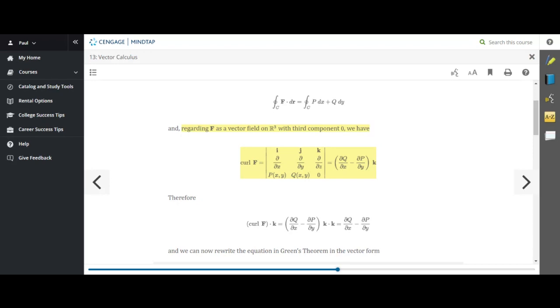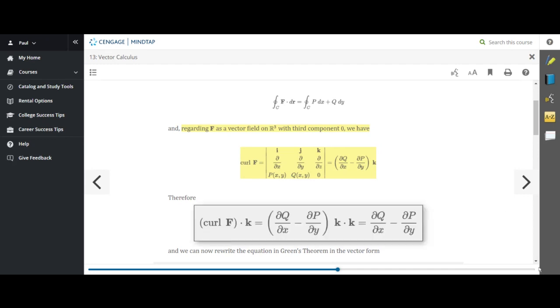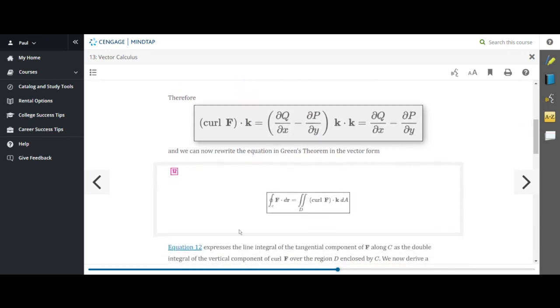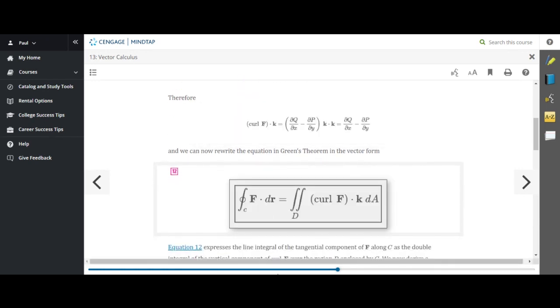The partial derivative of Q with respect to X minus the partial derivative of P with respect to Y, times the K vector. And so the curl of the vector field F for a two-dimensional vector field dotted with the K vector would just equal the partial derivative of Q with respect to X minus the partial derivative of P with respect to Y. Absolutely beautiful. And so Green's theorem can be expressed using a vector form.